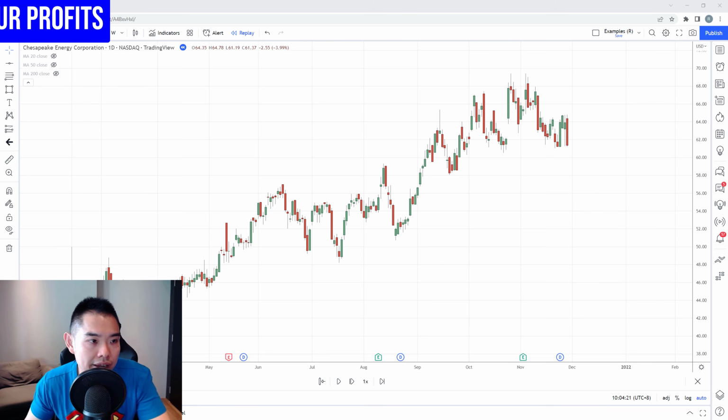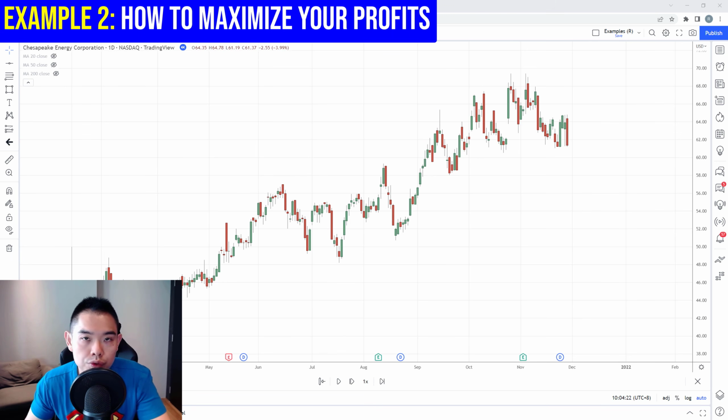Okay, moving on to another example, and this time around we will move to the stock markets. This is the stock of CHK, and again, the same principle applies. This market is in an uptrend. So in an uptrend, we want to look for buying opportunities near support.